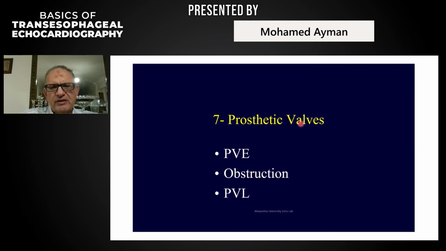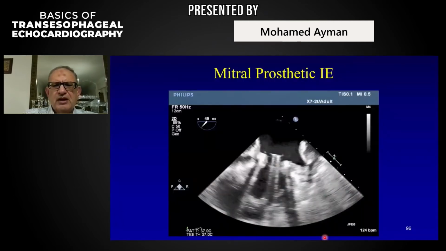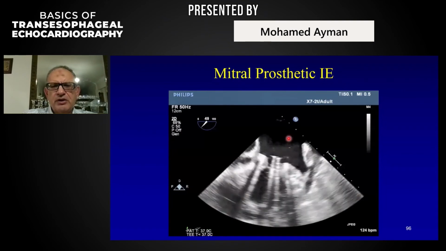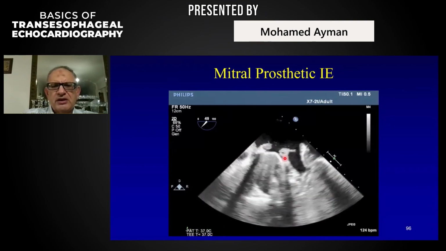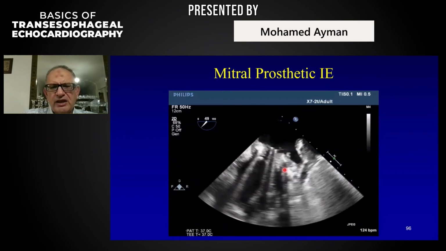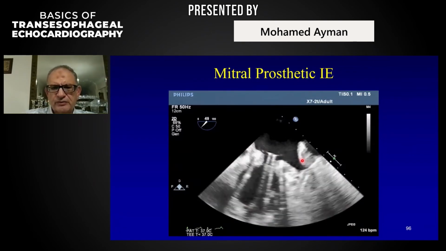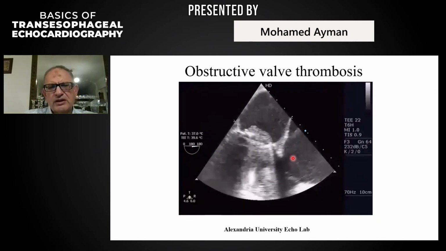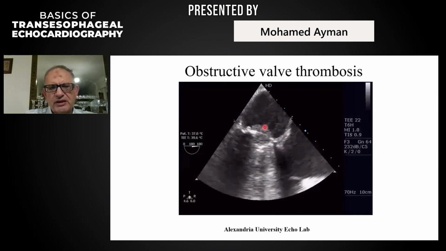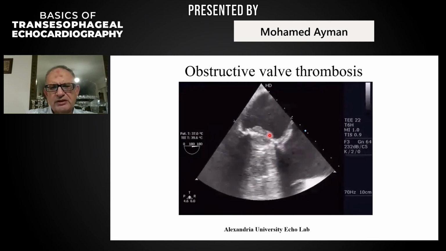Going to prosthetic valves, the main problems with prosthetic valves are prosthetic valve endocarditis, prosthetic valve obstructions, and paravalvular leaks. As you can see here, TEE is very superior in prosthetic valves. These are two big vegetations attached to the mitral valve prosthesis. And this is a big thrombus obstructing the mitral valve prosthesis.